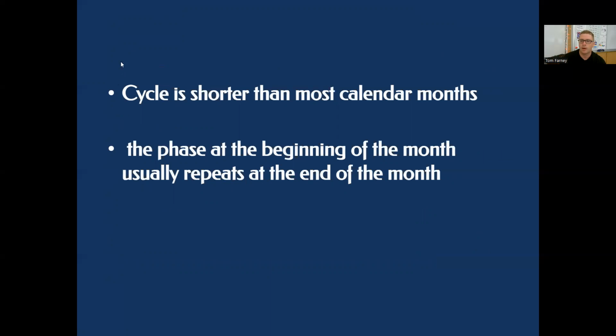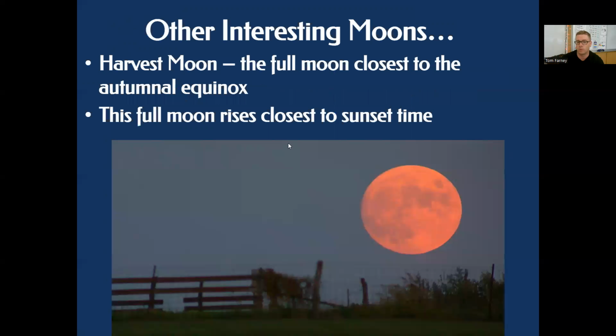The cycle is shorter than most calendar months. The phase at the beginning of the month usually repeats at the end of the month, because our lunar cycle is 29 days and most months have 30 or 31. We're going to get that repeat going on between the two, and that can happen with any of the phases, including a new moon.